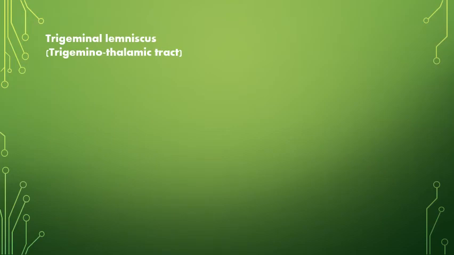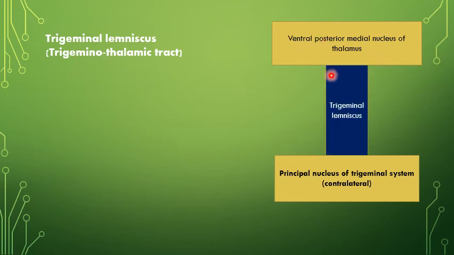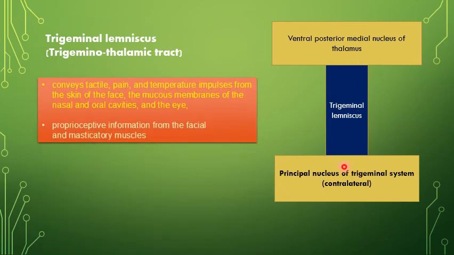Next one is the trigeminal lemniscus or the trigeminothalamic tract. From the principal nucleus of the trigeminal system, the contralateral trigeminal nuclei, to the ventral posterior medial nucleus of the thalamus. Thalamus has several nuclei. The ventral posterior medial nuclei are present medially and posteriorly at the thalamus. So from the trigeminal nucleus to the thalamus, the pathway is called the trigeminal lemniscus.